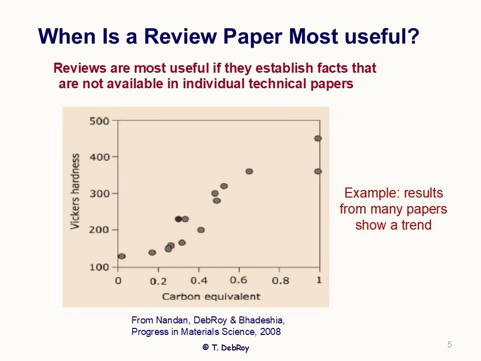By compiling and analyzing data from many different publications, it is possible to reveal a clear trend. The chart shown here, from a Progress in Materials Science review, illustrates how synthesizing data points from multiple papers can establish a useful correlation, such as Vickers hardness versus carbon equivalent. This generalized, synthesized fact is what makes the review paper provide results that are not available in individual technical papers.